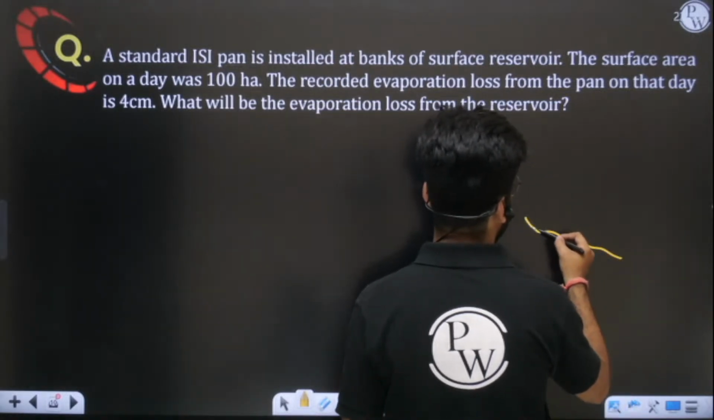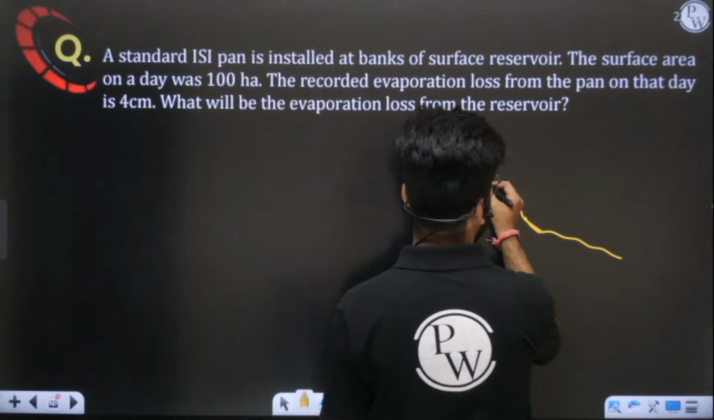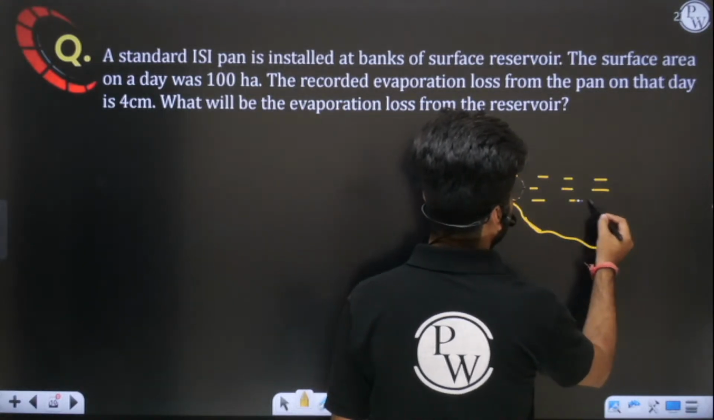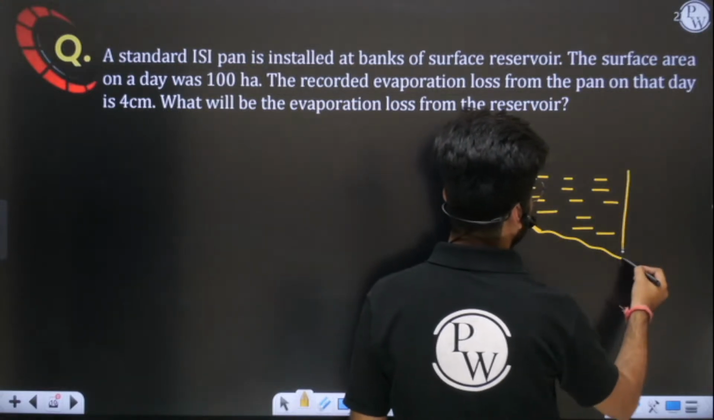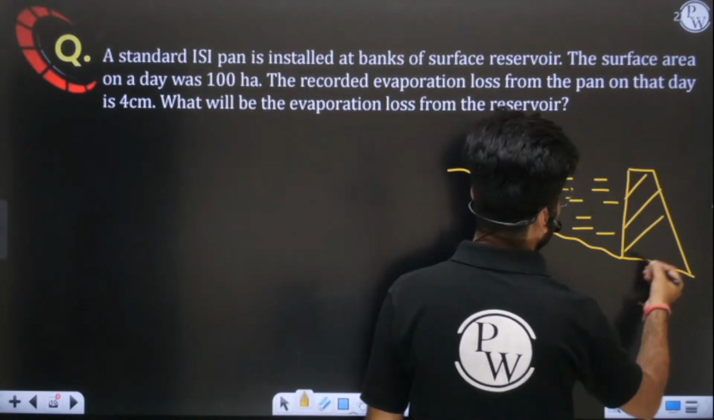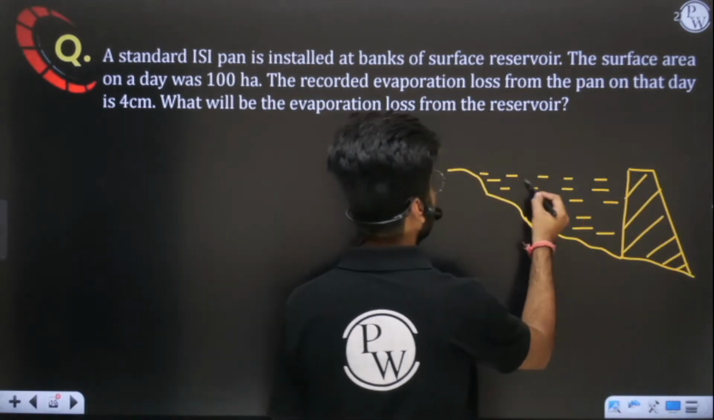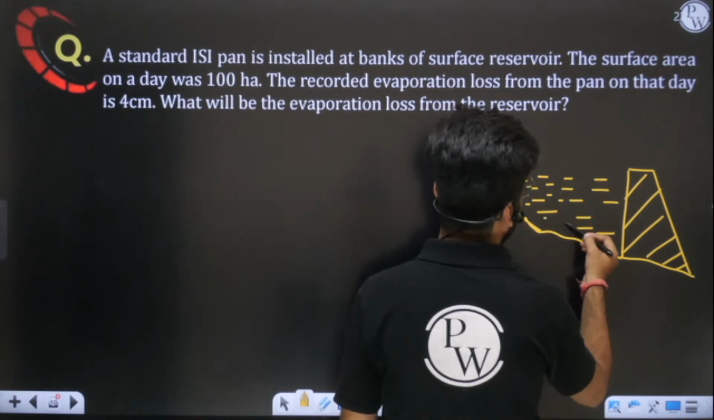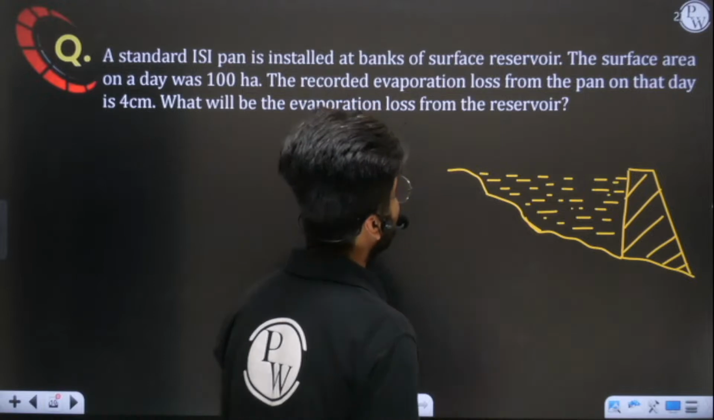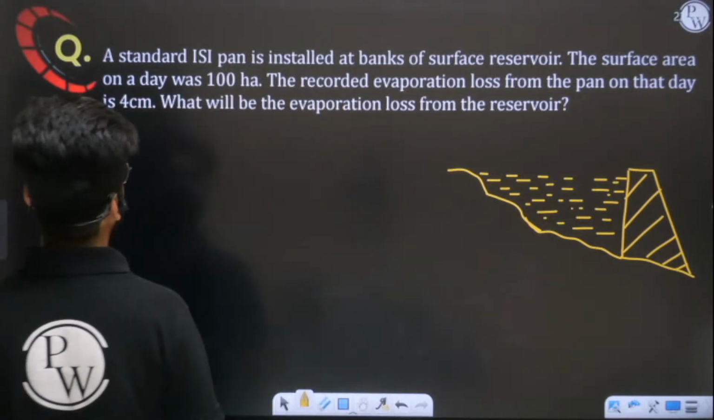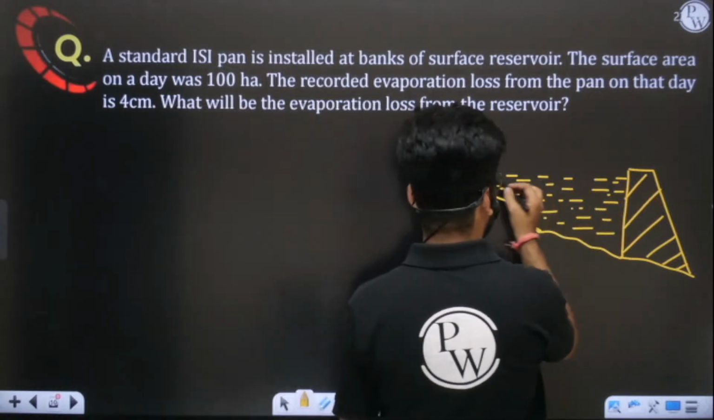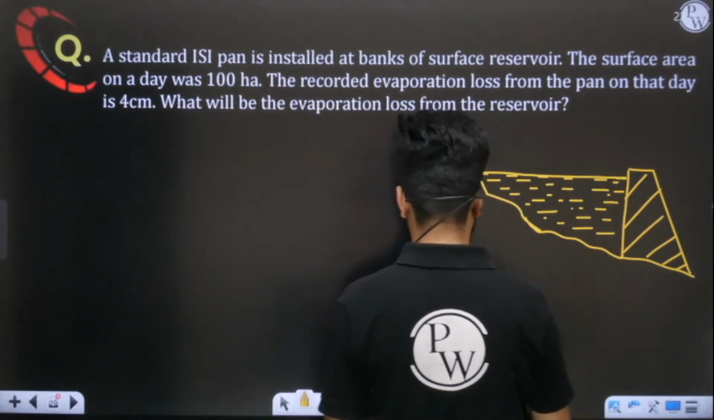Let us say this is your reservoir. Huge amount of water has been stored behind this dam. Let us say this is your dam. So we have a huge reservoir, and in it a huge volume of water has been stored. They are saying the surface area on a day was 100 hectares, the surface area of this reservoir.